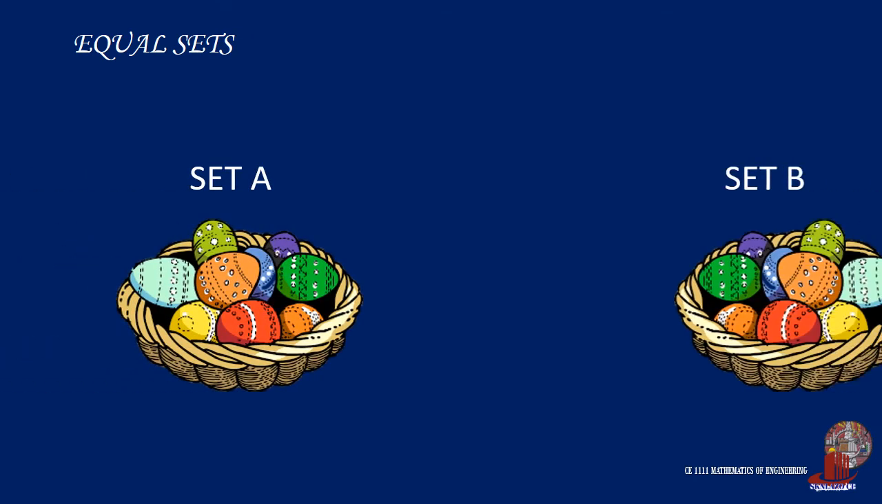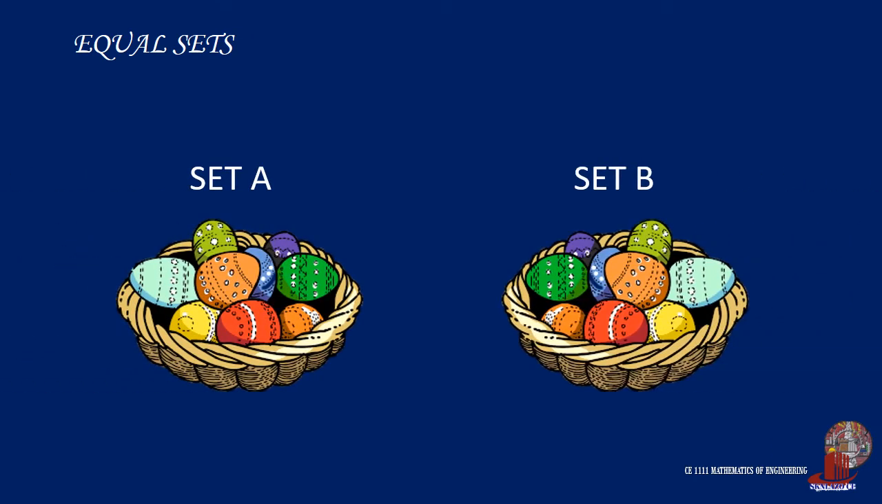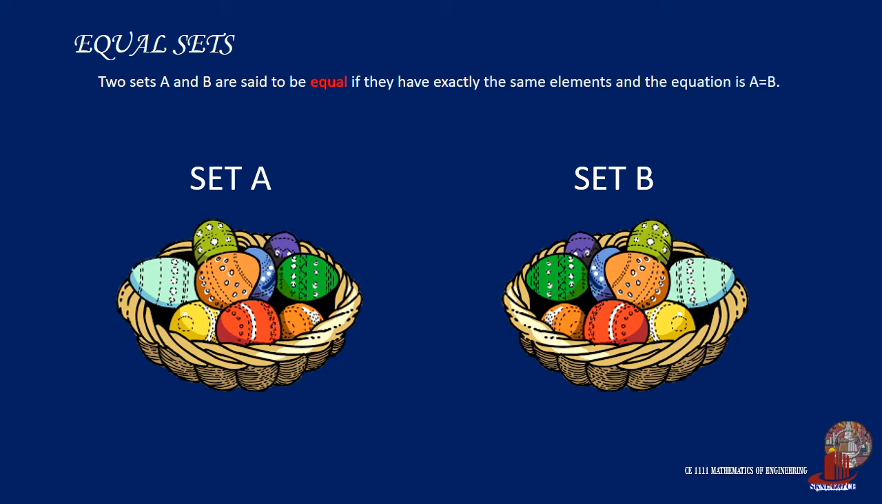Given two sets A and B, if every element of A is also an element of B, and if every element of B is also an element of A, then the sets A and B are said to be equal. Clearly, the two sets have exactly the same elements. Two sets A and B are said to be equal if they have exactly the same elements and we write them as A is equal to B. Otherwise, the sets are said to be unequal and we write them as A is unequal to B.